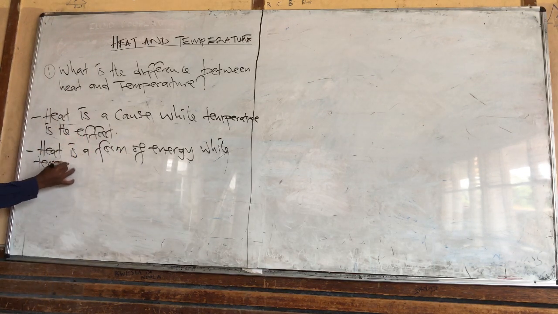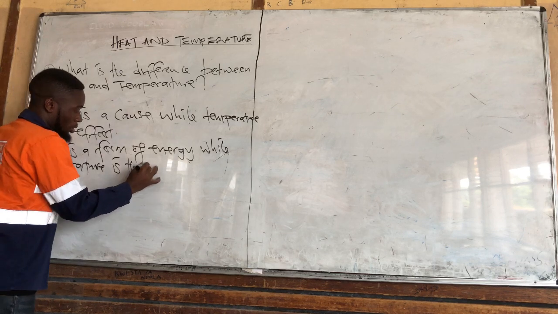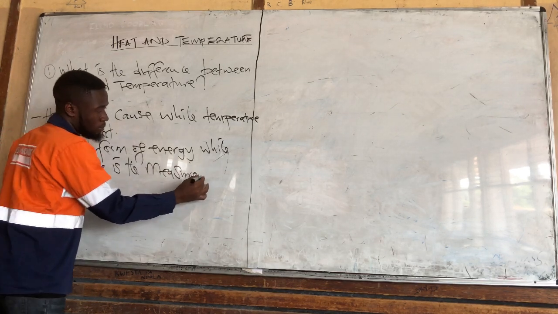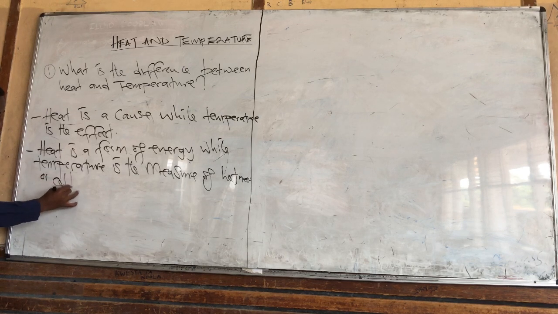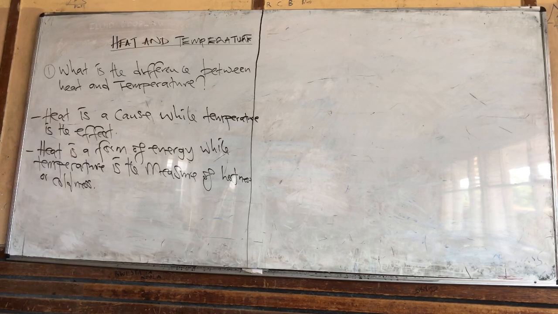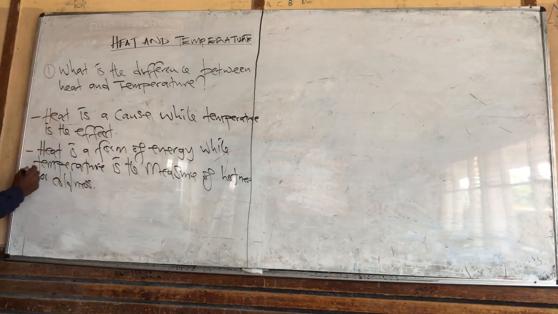While temperature is the measure of hotness or coldness. Okay? Heat is just a form of energy, while temperature is just a measure of hotness or coldness here. So I think these are the simple differences between heat and temperature. So heat is just a cause, while temperature is the effect of heat. Okay. So let's go to question number 2 here.